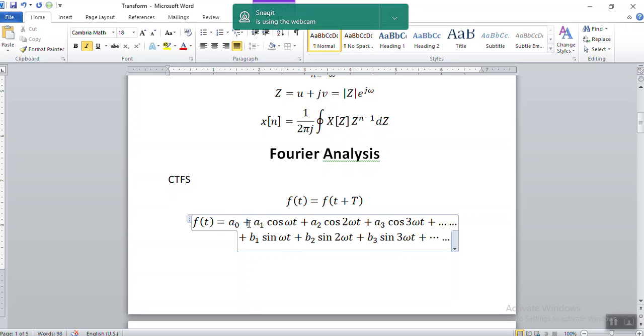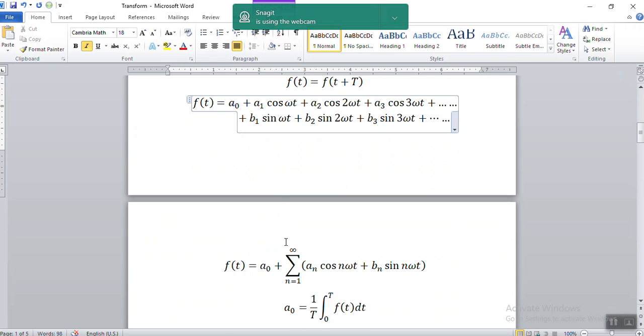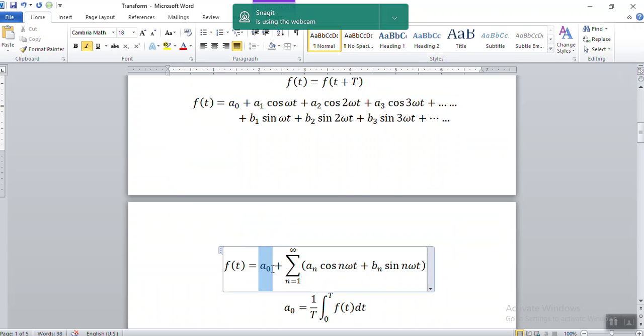Here a naught, a1, a2, a3 and so on, and b1, b2, b3, are called the Fourier series coefficients. Now, the same thing can be summarized like this: f of t is equal to a naught, since a naught is frequency independent, plus summation from 1 to infinity of a n cos of n omega t plus b n sin of n omega t.